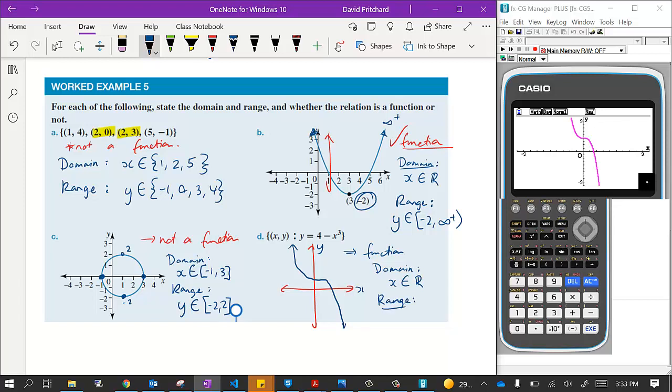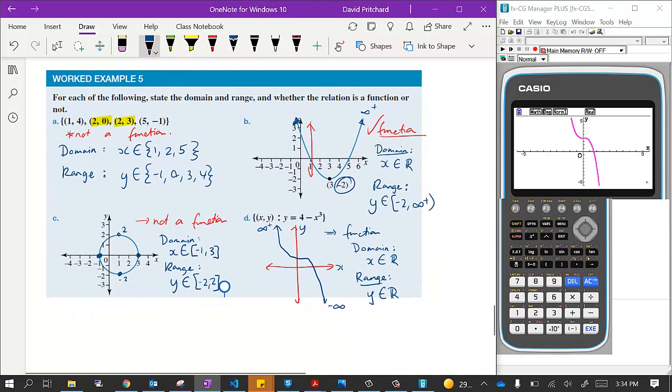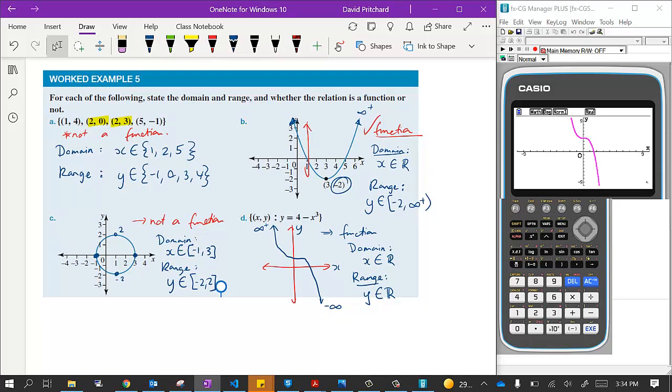With our range, we can see that it's continuing up to positive infinity, and this is continuing down to negative infinity. So the range will also be any possible value. So y is an element of all real numbers as well. Okay, so again, this is something that takes practice. We want to use our graphics calculator. We want to think, is there any value we can't sub in? And we'll get better and better at this as we continue to do it over the next 2 years.